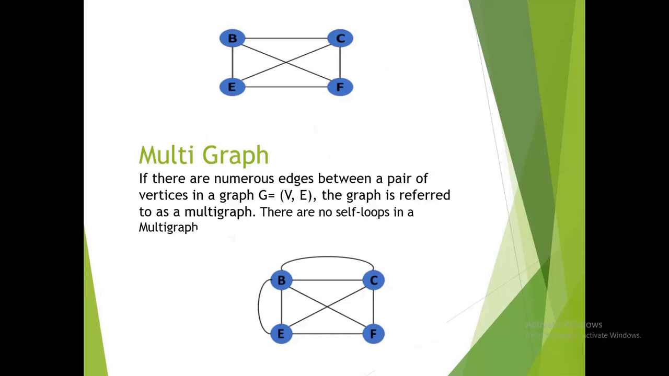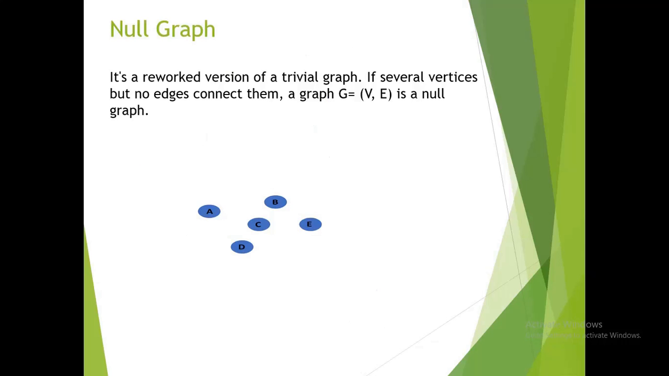Next type, multigraph. If there are numerous edges between a pair of vertices in a graph, the graph is referred to as a multigraph. There are no self-loops in a multigraph. Next type of graph, null graph. If a graph has several vertices but no edges connecting them, it is a null graph.